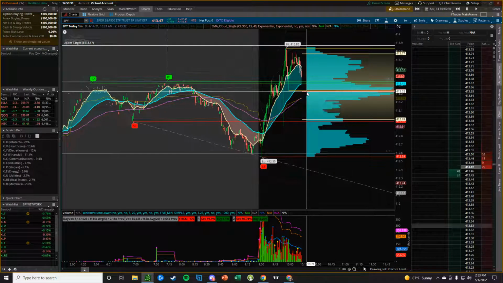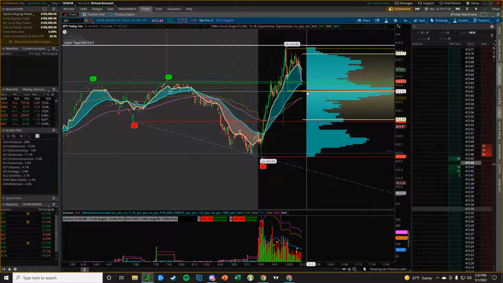Because if there's no buyers and all of a sudden a lot more supply hits the market, you're going to see what we call a liquidation break, right? Get it? They're liquidating their holdings, their positions. Aha! Now the terminology is starting to make sense.